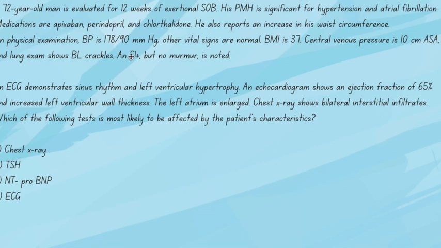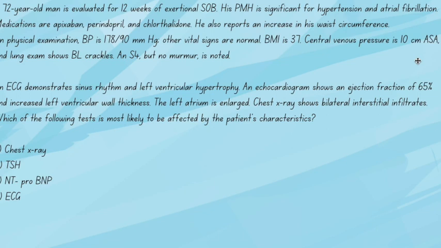Also, this guy has an S4. So that means we have a stiff left ventricle. An ECG demonstrated sinus rhythm and left ventricular hypertrophy. That makes sense. If you have S4, you have left ventricular hypertrophy, and you have hypertension. Okay, so we have hypertension, probably chronic. We have S4, we have left ventricular hypertrophy. You do an echo, it shows an ejection fraction of 65%. What is this, baby? This is heart failure with preserved ejection fraction.